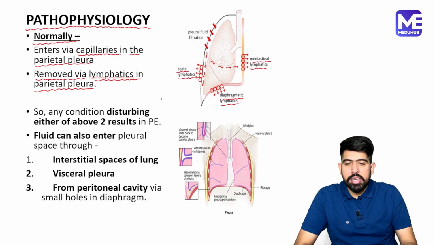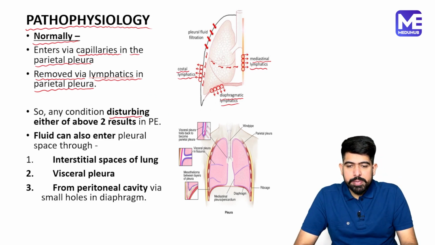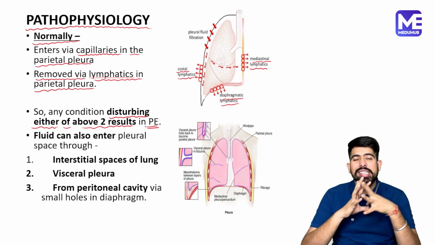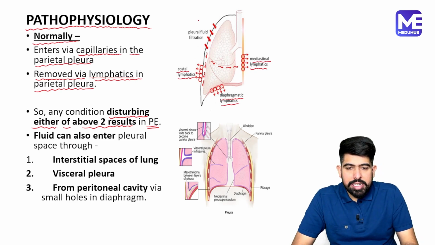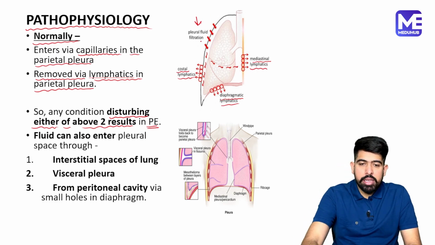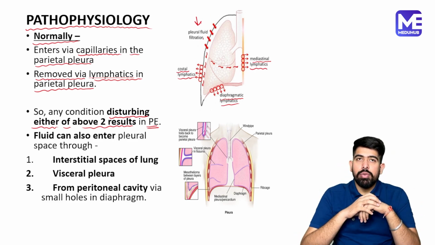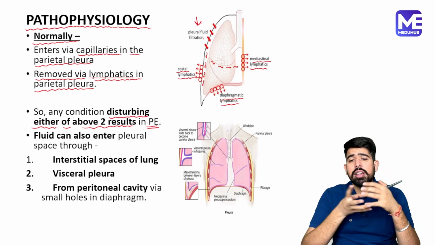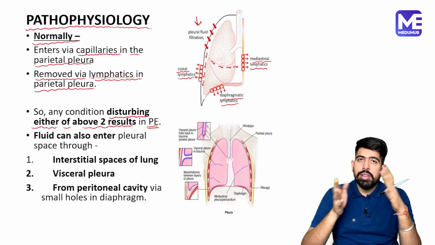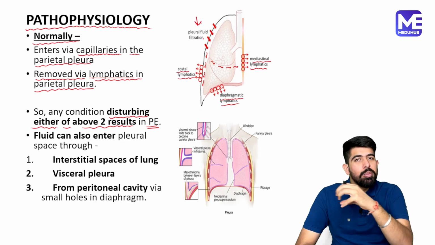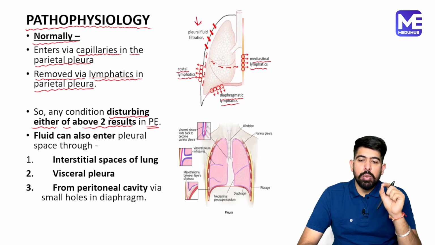But now what is happening? If any condition disturbs either of the above two, it results in pleural effusion. If there is more and more capillary filtration, like normally it is coming from the parietal pleural filtration, and it increases, so more fluid is coming from the capillaries, there will be more accumulation of the fluid. Or after the filtration, the fluid is removed by the lymphatics, but if there is damage in the lymphatics, or the lymphatics are not working to remove this fluid, it will cause pleural effusion, right?